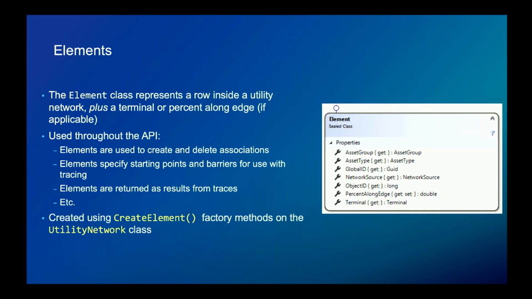Likewise, you use elements to specify starting points or barriers. So if you wanted to put a barrier midway down an edge, you'd create an element from that edge and fill in the percent along edge value appropriately. And finally, elements are returned as results from traces. So if your trace stops at a transformer, you may have in your trace results the upstream terminal of a transformer. These things are all created using create element factory methods on the utility network. So they are also lightweight objects.